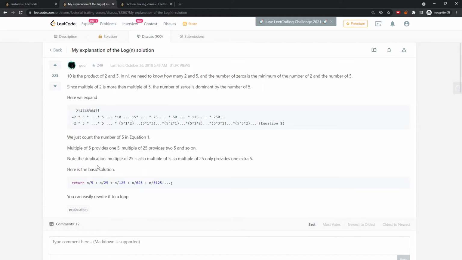And definitely you have to know about the duplication. A multiple of 25 is also a multiple of 5, right? So a multiple of 25 only provides exactly one additional 5. So here's the basic equation: n divided by 5 plus n divided by 25, and keep going.